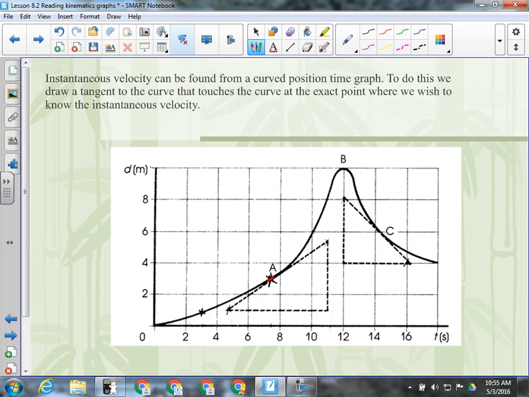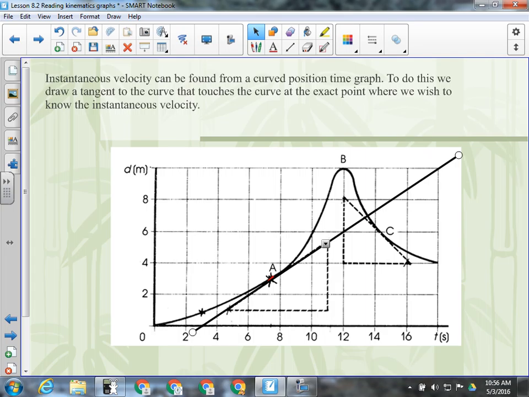How many people have heard of the term tangent line? Okay. A tangent is a line that touches a curve at a certain point but never crosses it. In other words, it's parallel to the curve at that spot. So if I draw a tangent line that's parallel to the curve, I'm going to have to adjust that a little bit. It's a little bit too steep, I think.